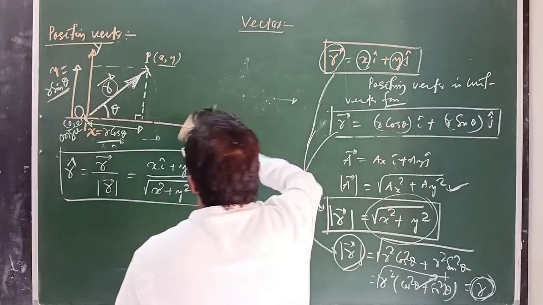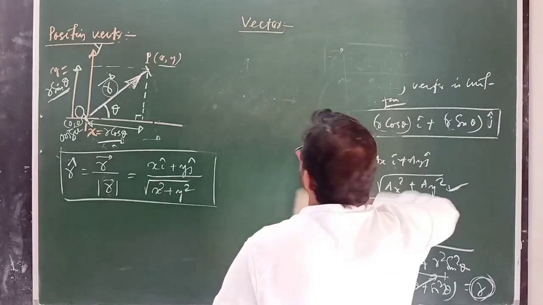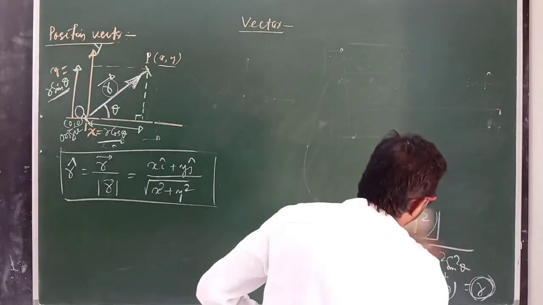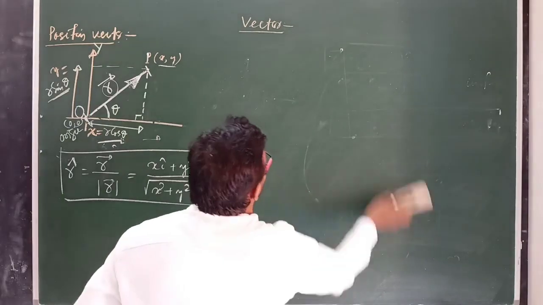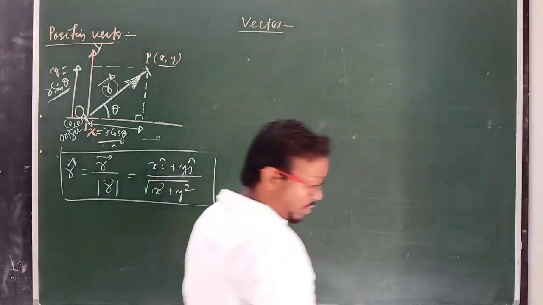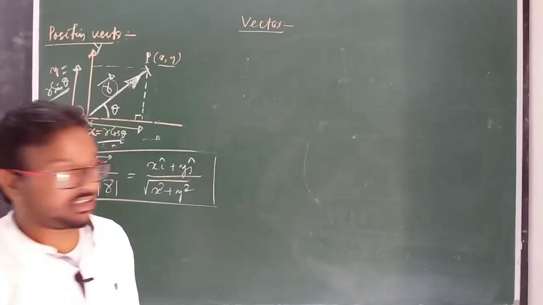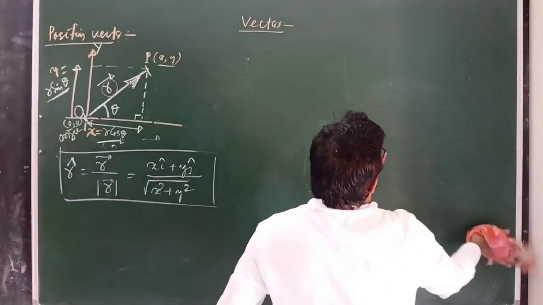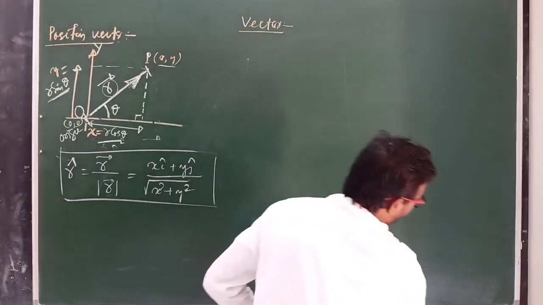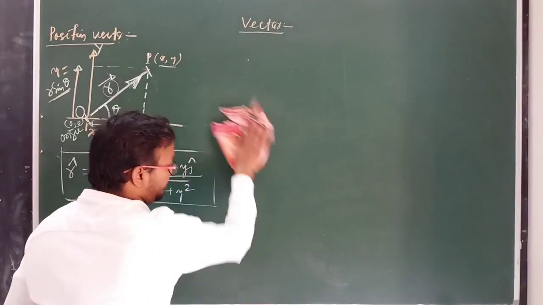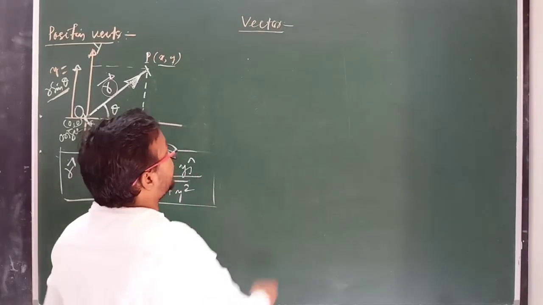Okay, and you can take another example. Suppose you want to change the origin, then what will the position vector be? When you change the origin, will there be any difference in the position vector? Is there any difference if you displace the origin?